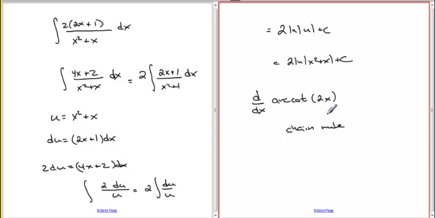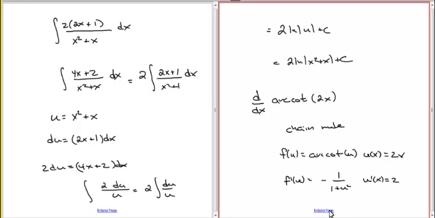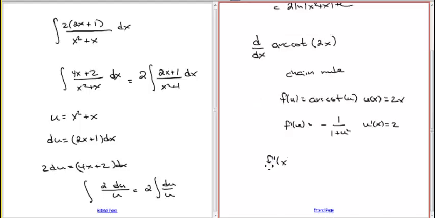So what we would do is break this up into f of u, which would be the arc cotangent of u, and u of x would be equal to 2x. So f prime of u would be equal to negative 1 over 1 plus u squared from the formula. U prime of x is equal to 2. So f prime of x is f prime of u times u prime of x.